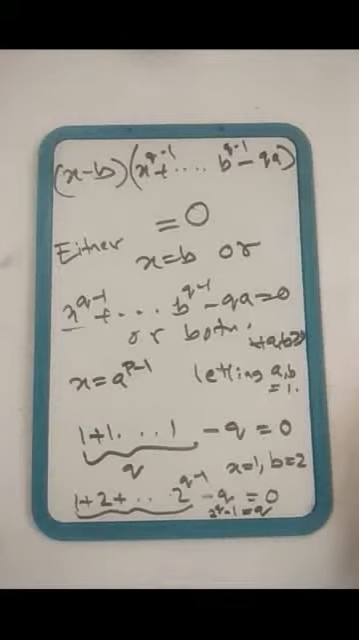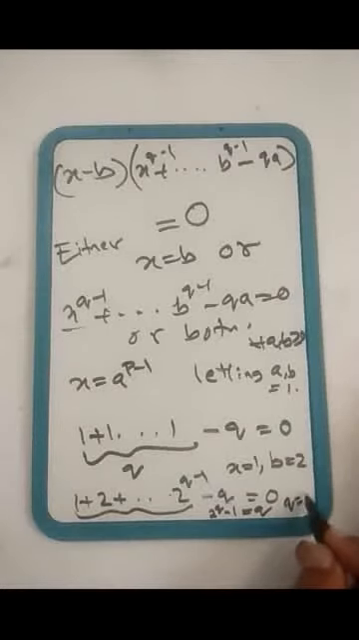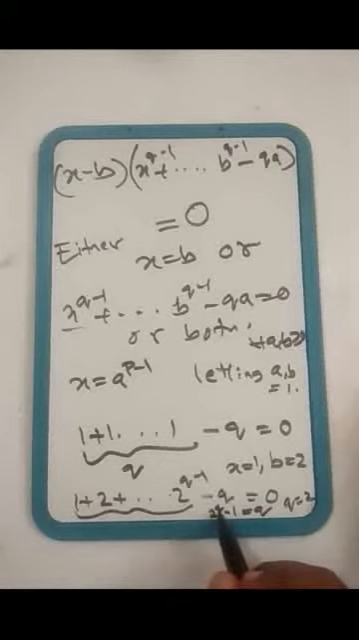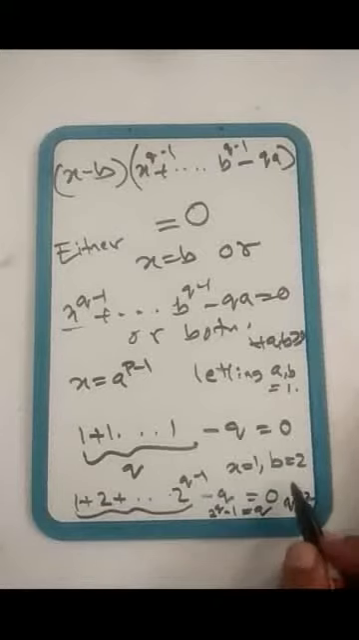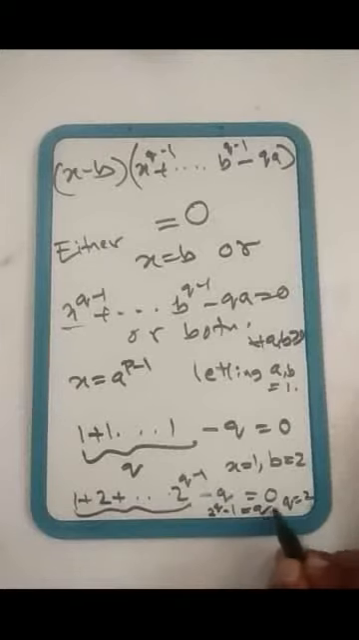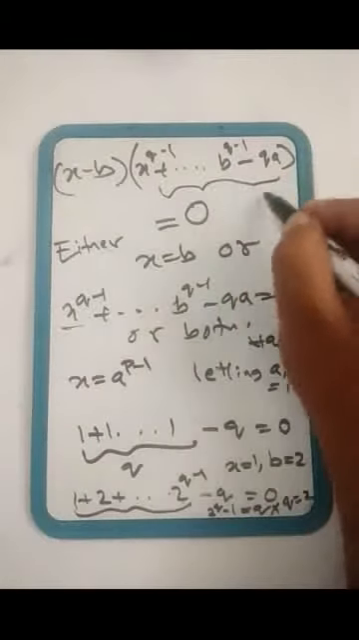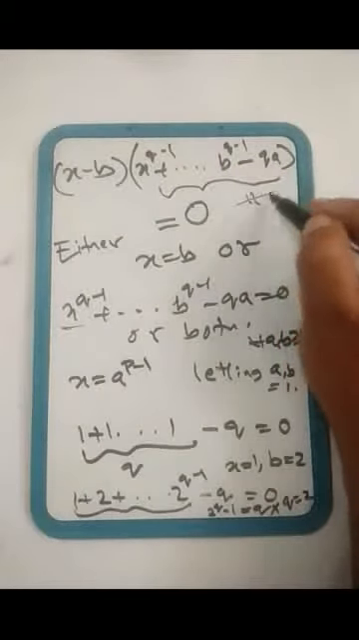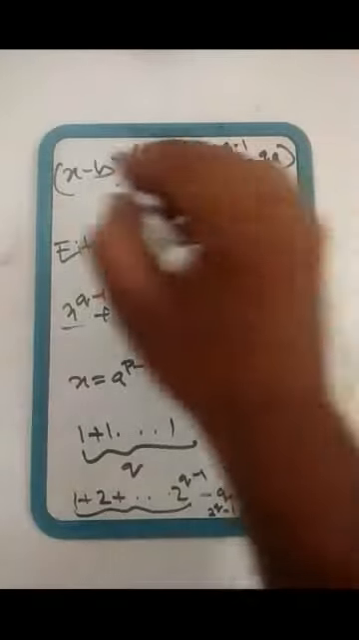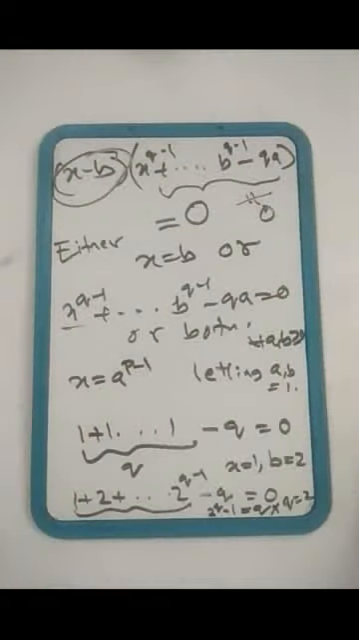And since q is any natural number, if you take q to be 2, what do we get? 2 squared is 4. 4 minus 1 is 3. This is 3 and the right hand side is 2. So this is not satisfied. So this is a contradiction. In other words, this cannot be 0. So the only way this is true is x is equal to b.